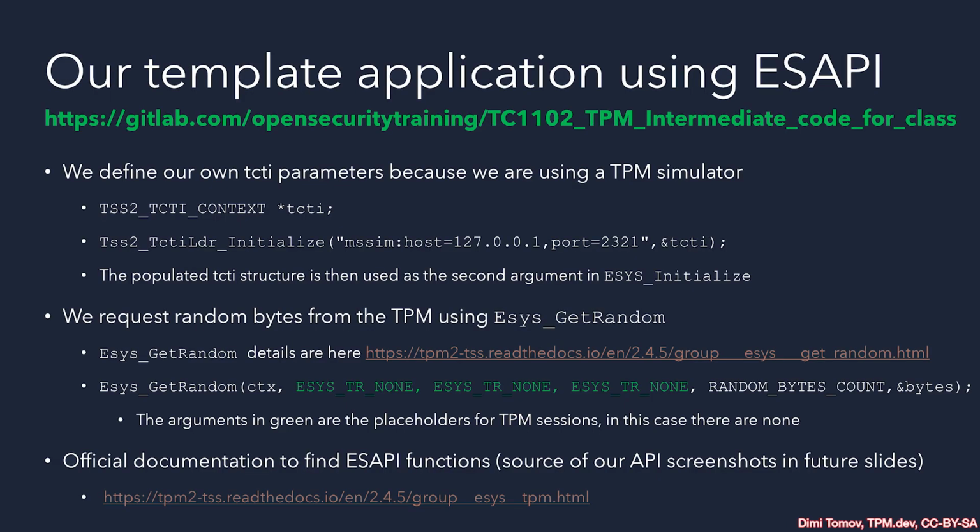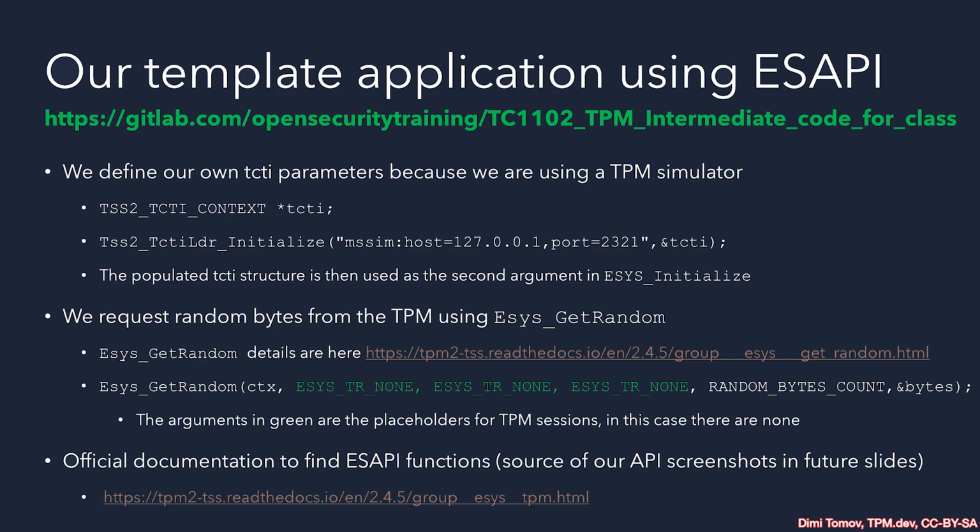So let's look closer at our template application that we use throughout this course as a base, as a foundation for performing any of the labs. It's located in our GitLab repo for TC1102, the dedicated repo with the code for this class. There's also a separate repo with all the presentations and slides. So once we take this template, and we'll look at the template in a moment on the next slide, we have to define our own TCTI. And we explain why, because we're going to use a TPM simulator, and by default the TCTI loader will not look for that.